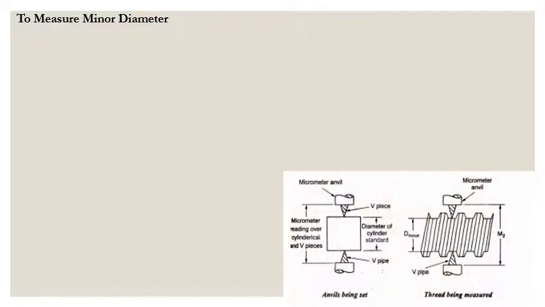Next, to measure the minor diameter. In the major diameter measurement, no attachments or aids are required. Whereas to calculate the minor diameter, aids are required, and those are triangular components with larger height, that is V pieces, or sometimes we call them anvils or prisms.